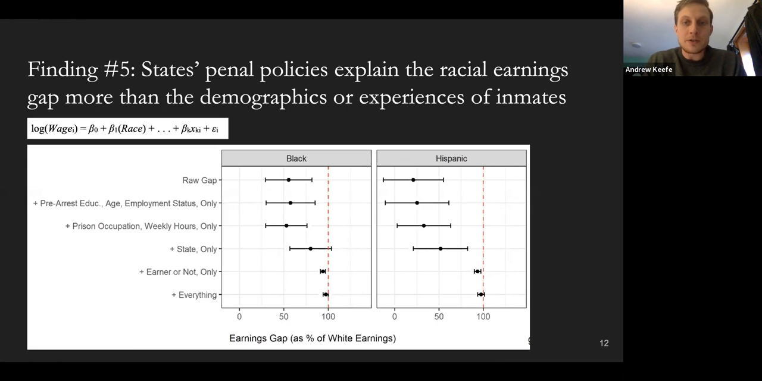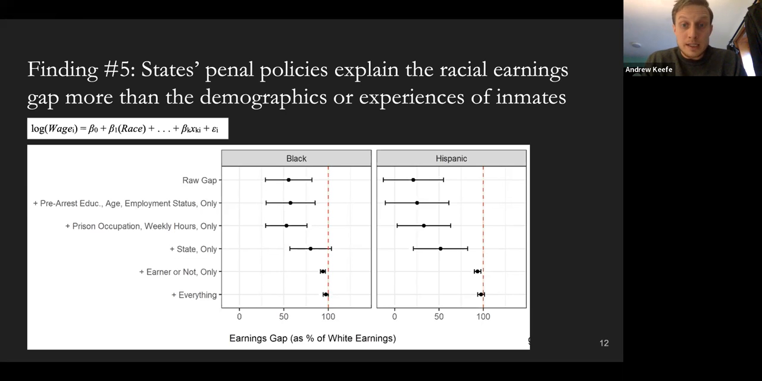The first line of the figure on your screen shows the raw wage gap, the coefficient on race in a regression that contains nothing else. As you can see from the second and third lines of the graph, the coefficient on race is pretty stable, even as we add other variables that we might expect to affect prison wages, including education and employment status pre-arrest and occupation and weekly work hours in prison. The variable which closes the gap most significantly, though not entirely, is the state in which an inmate was incarcerated. This is consistent with our earlier finding that state-level institutional factors matter a lot.